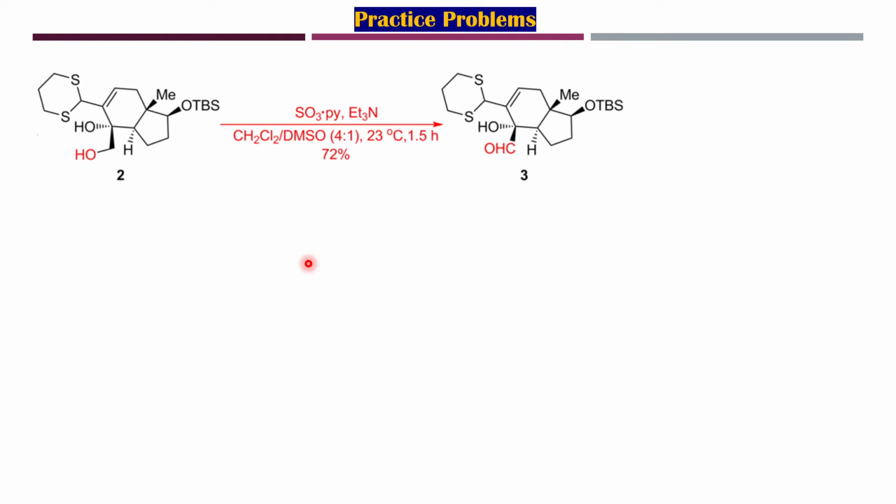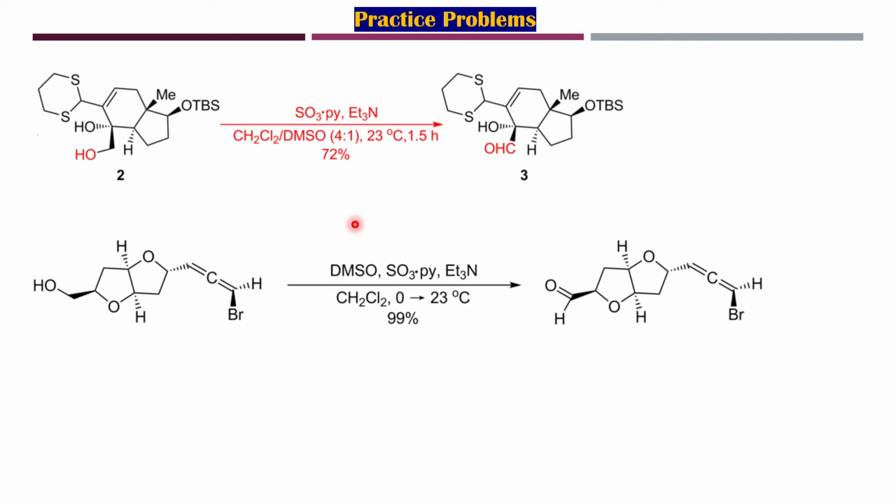Few more practice problems. We have been given a 3 degree and there is a primary, so obviously the primary will be undergoing oxidation. Here we are having again a primary alcohol that will be undergoing oxidation to the aldehyde.